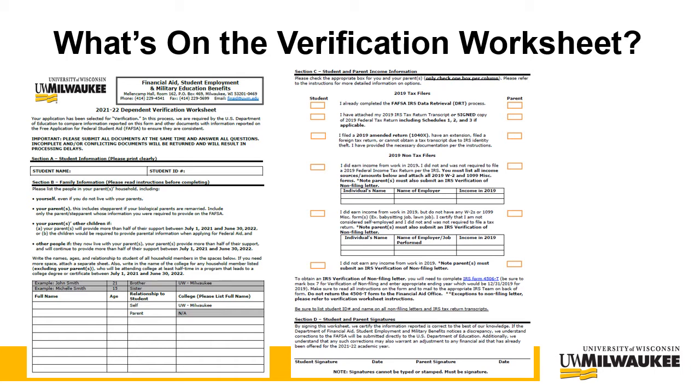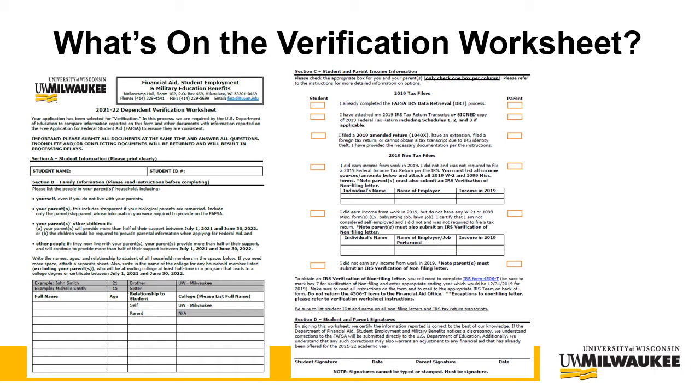We will start with looking at the first two pages in the packet. It begins with 2021-22 Dependent Verification Worksheet near the top. This is the first page that appears when the form is downloaded or picked up from our office. The second page begins with Section C, Student and Parent Income Information.